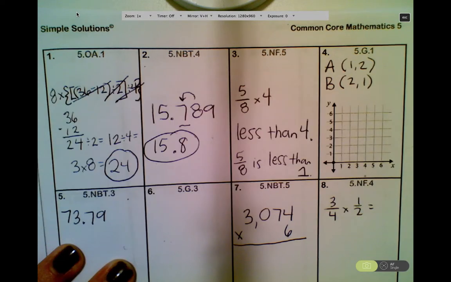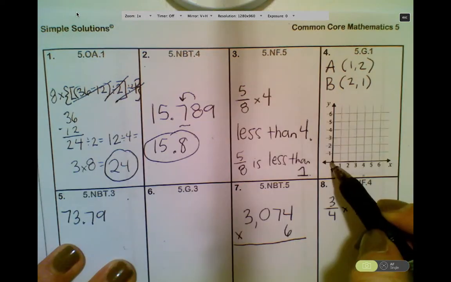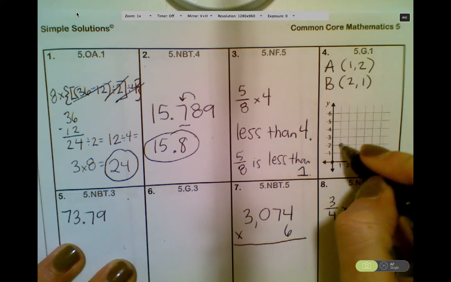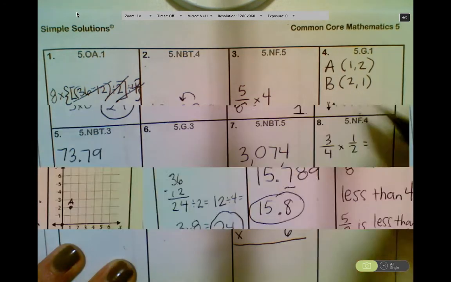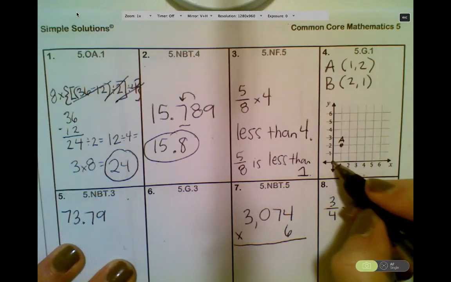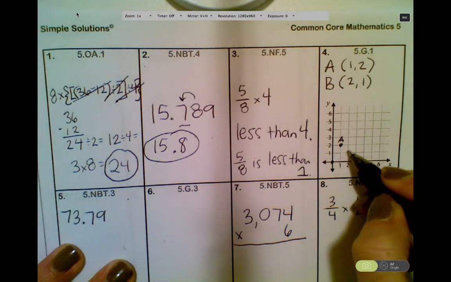Number 4, plot and label the points on the coordinate plane. So I'm going to go over 1, up 2, and there's my A. And B is at 2, 1. So I'll go over 2, up 1, and there's B.